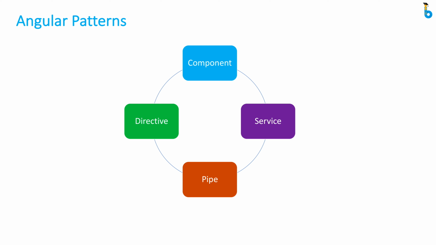And the next one is pipes. These are used to transform data when we only need the data transformed in a template. And the other one is directive. Directives in Angular are just JS classes which basically deal with manipulating the DOM elements.